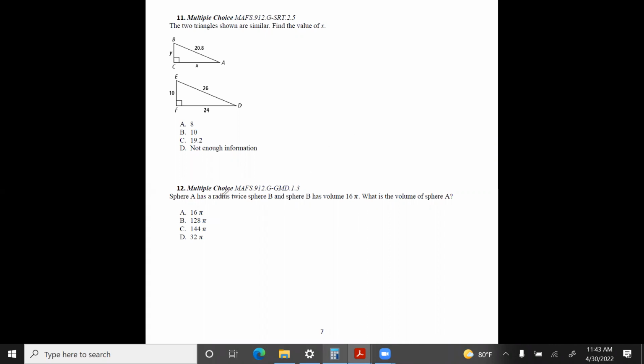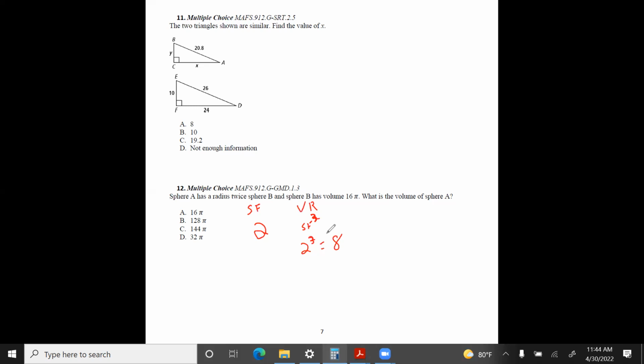Well, essentially by telling us that the radius is twice sphere B, they just gave us that our scale factor is 2. So then for our volume ratio, we're taking our scale factor and we're squaring it. So we're doing 2 squared, which is, sorry, not squared, my bad, cubed. Volume is cubed. So 2 cubed is 8. So it's going to be 8 times as big.